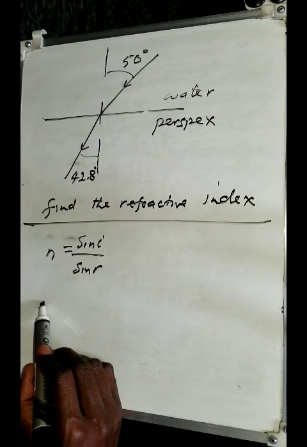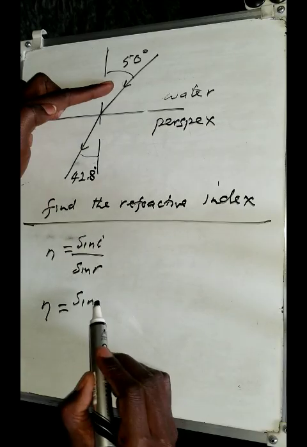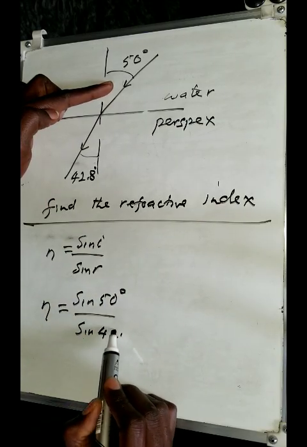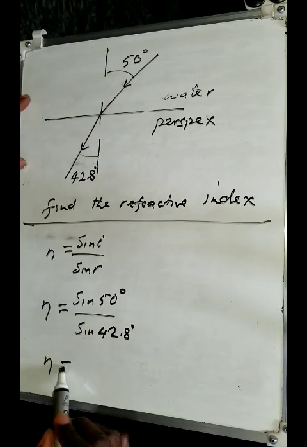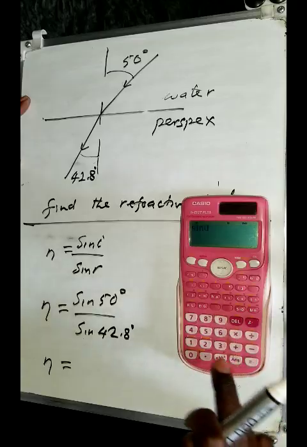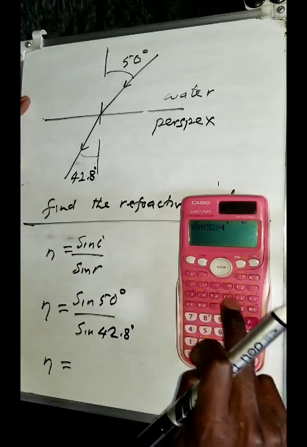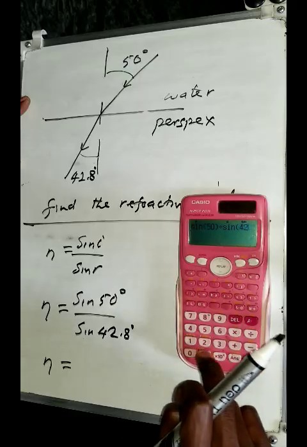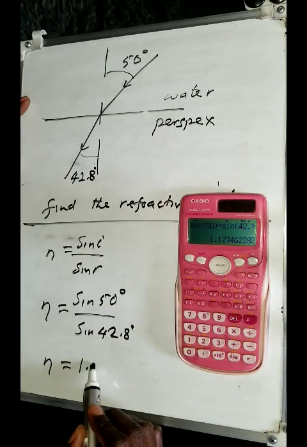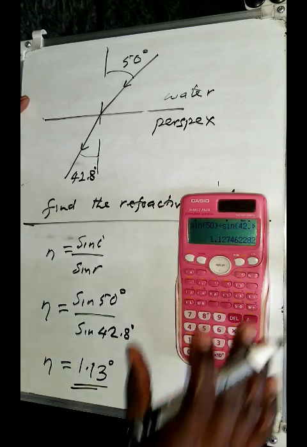So in this case, it is going to be sine I, the angle of incidence is 50 degrees, divided by sine of 42.8 degrees. Then you can use your calculator to actually calculate that. So this is going to be sine 50 degrees divided in this case by sine 42.8 degrees, and what will that give you? It will give you 1.13. So that is what you're going to have there.